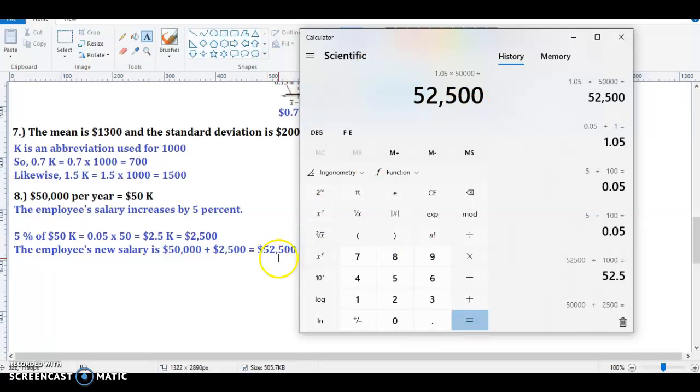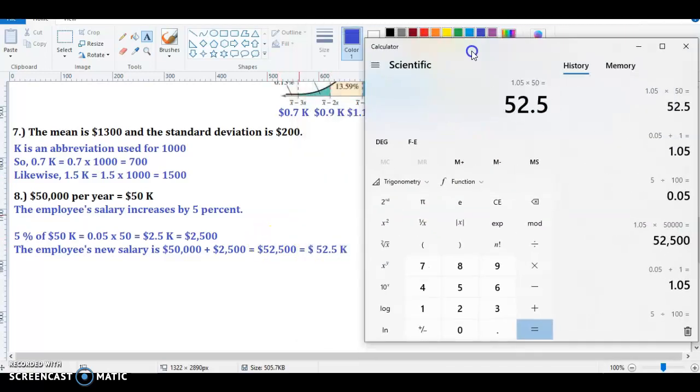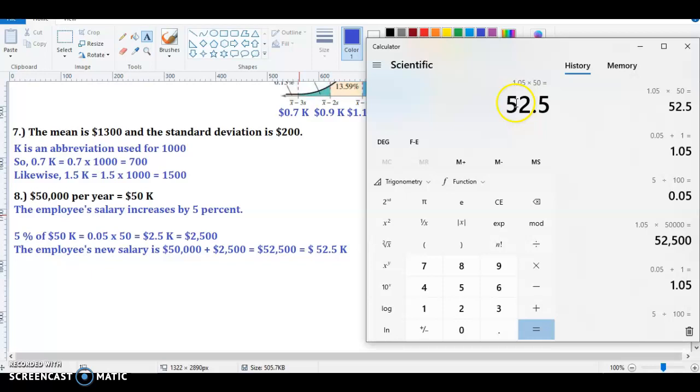Which is 52,500. And if the employee's salary is expressed in thousands of dollars, so 50K instead of 50,000, it's the same principle. Take the percentage, in this case 5%, divided by 100, so we get 0.05, add 1 to it, then multiply by the current salary. We get the employee's new salary in thousands of dollars, which is 52.5. So what we now need to do is figure out how to do that in StatCrunch for all the data values.